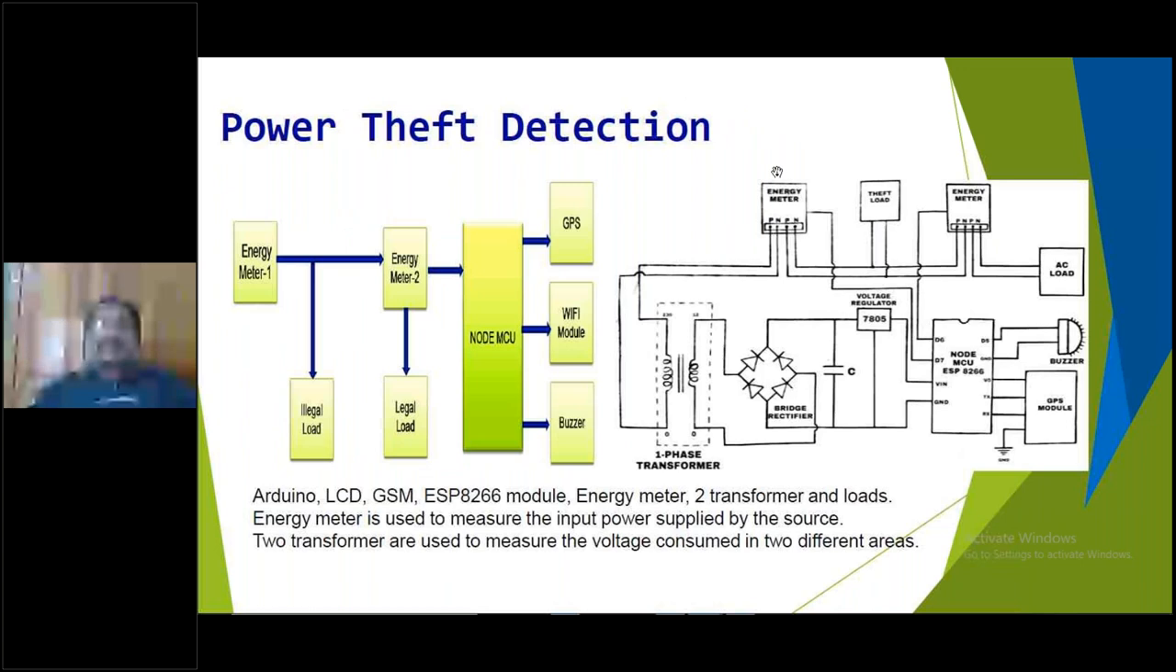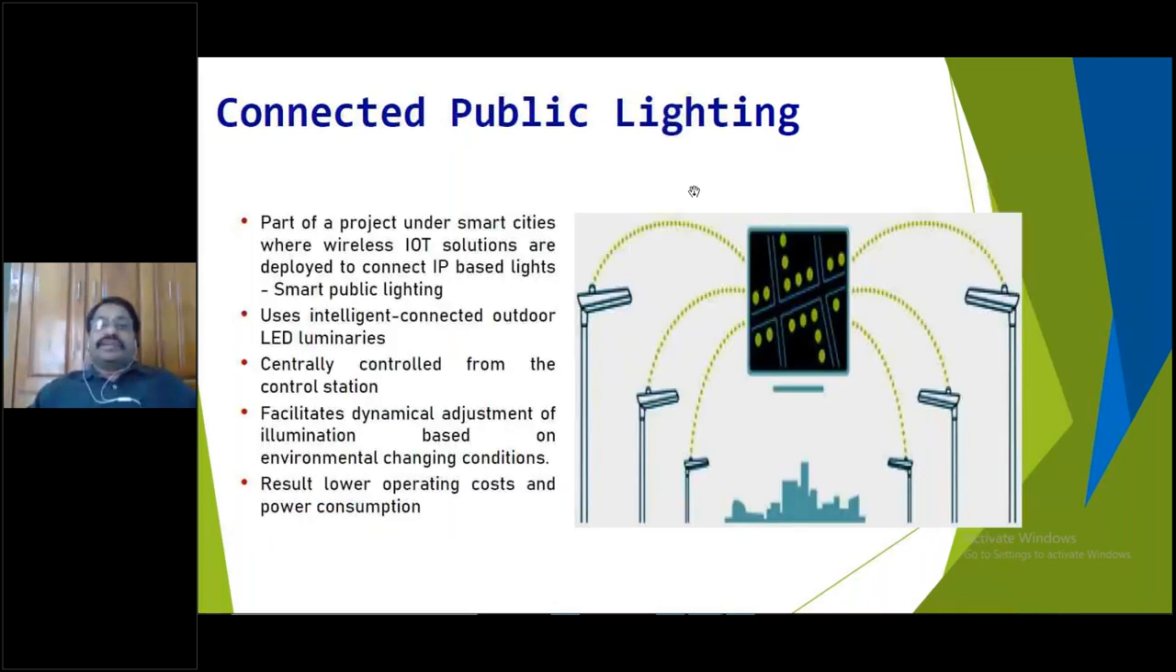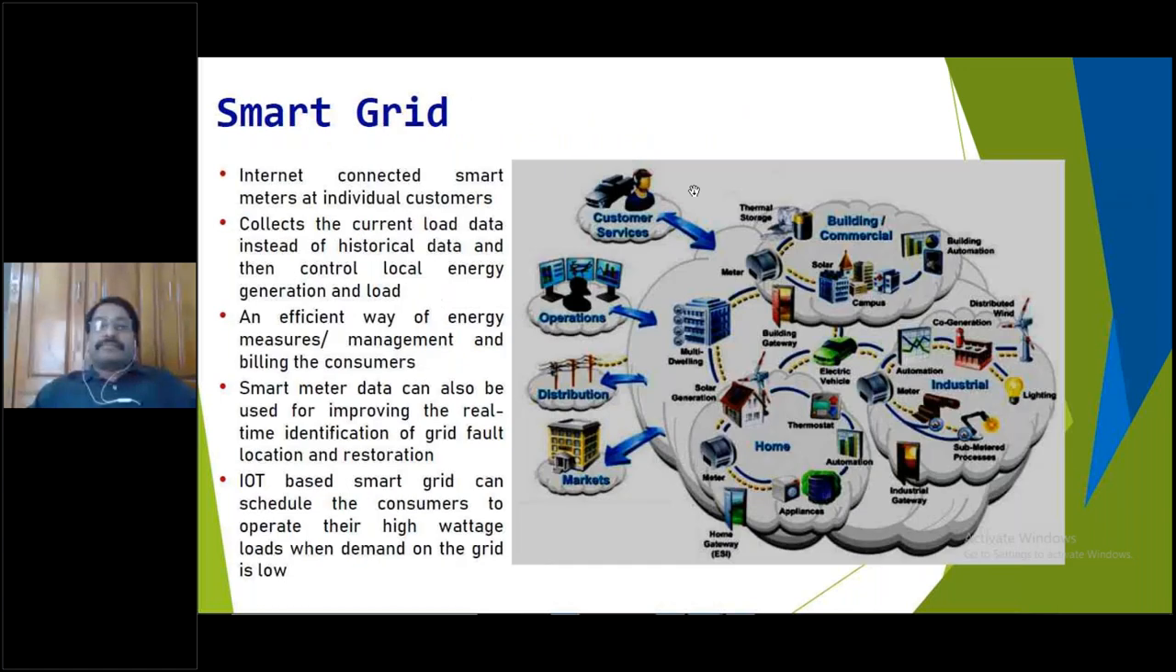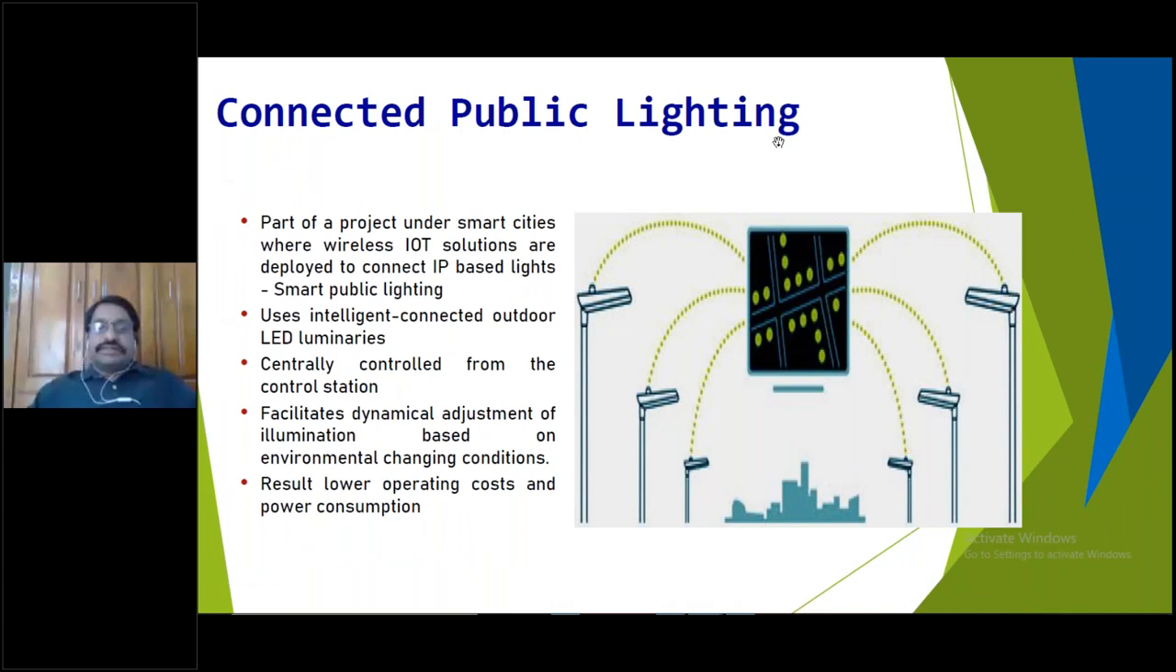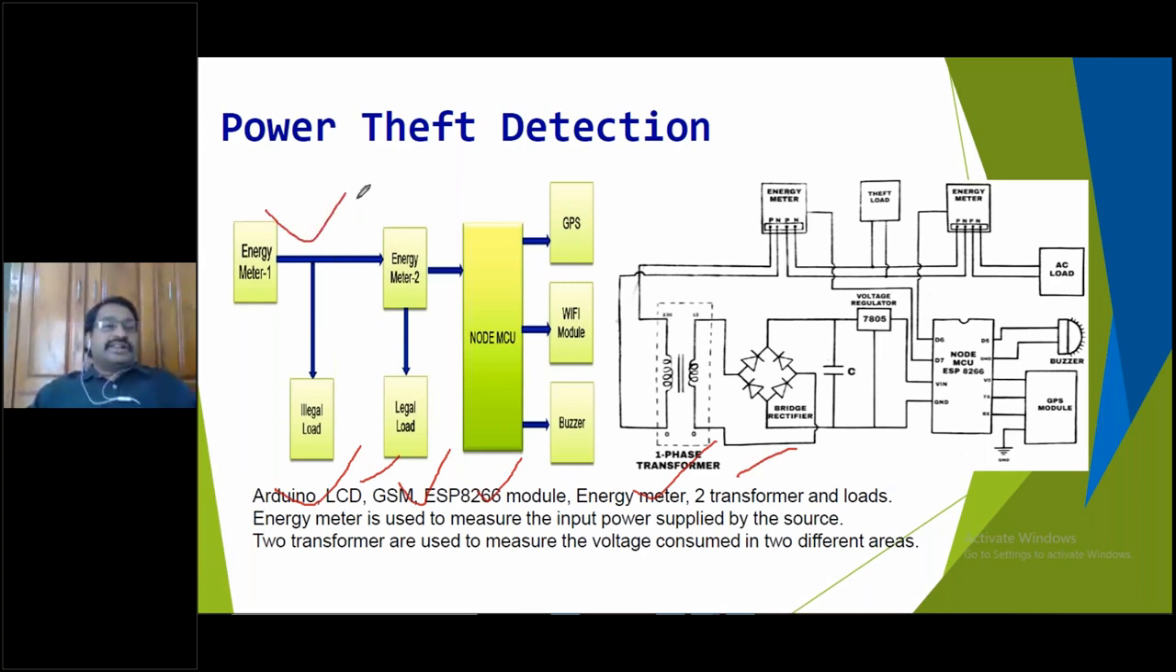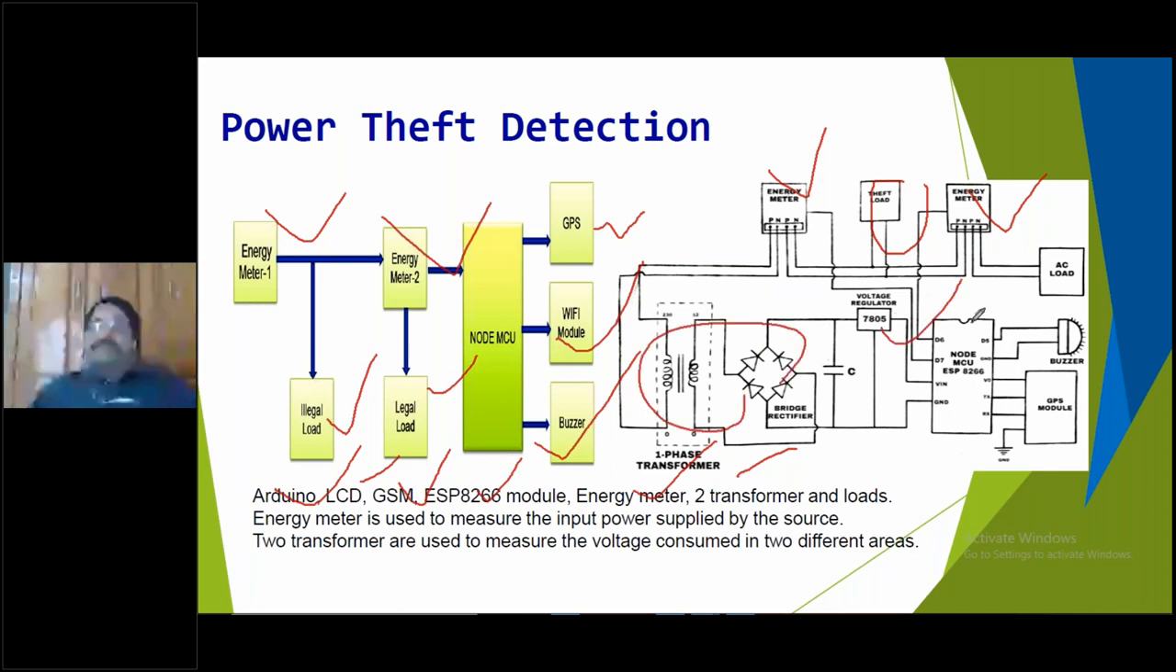Power theft detection: some of my students did the project, but with different configurations. For IoT-based power theft detection, you need an Arduino, LCD, GSM, and an ESP module. Energy meter, two transformers and loads. There is energy meter 1 and energy meter 2, and some load is connected, so that's the difference. Then some voltage appears, and if that voltage crosses a certain level, then theft is detected. GPS through a Wi-Fi module, and this is a small B.Tech project. This is the circuit diagram: the load, energy meter, voltage regulator, sensor, and the ESP module.